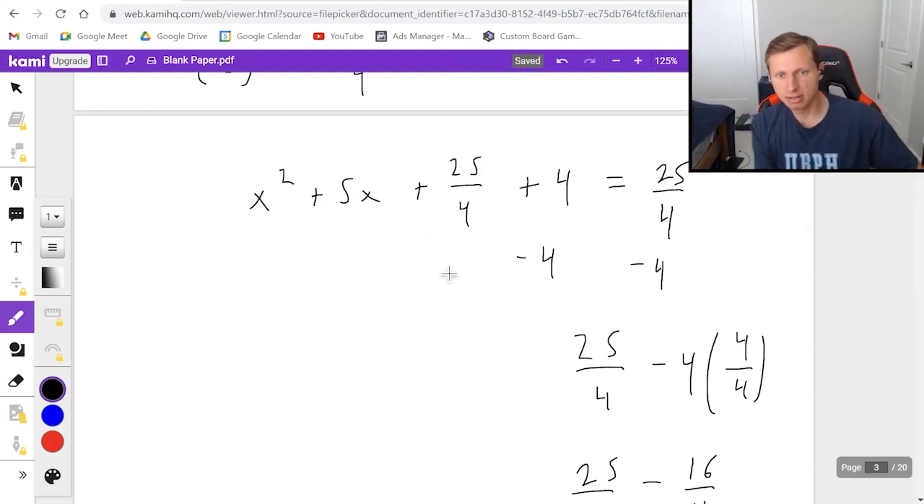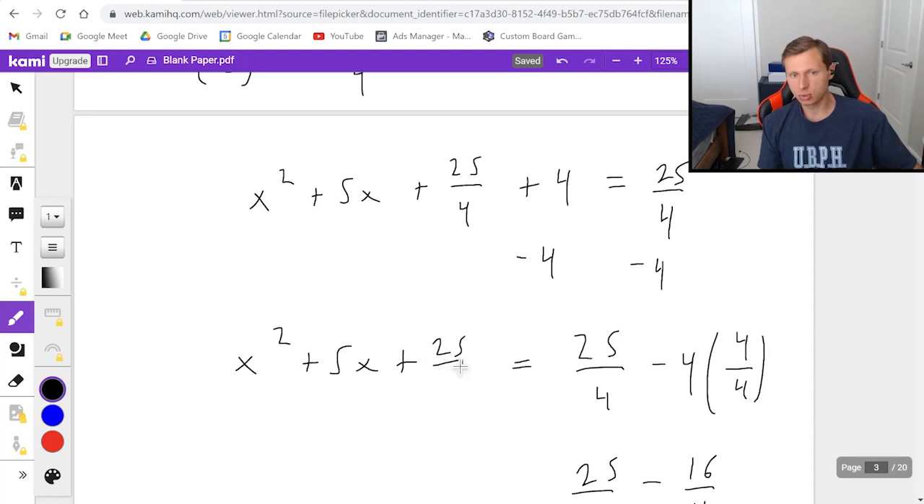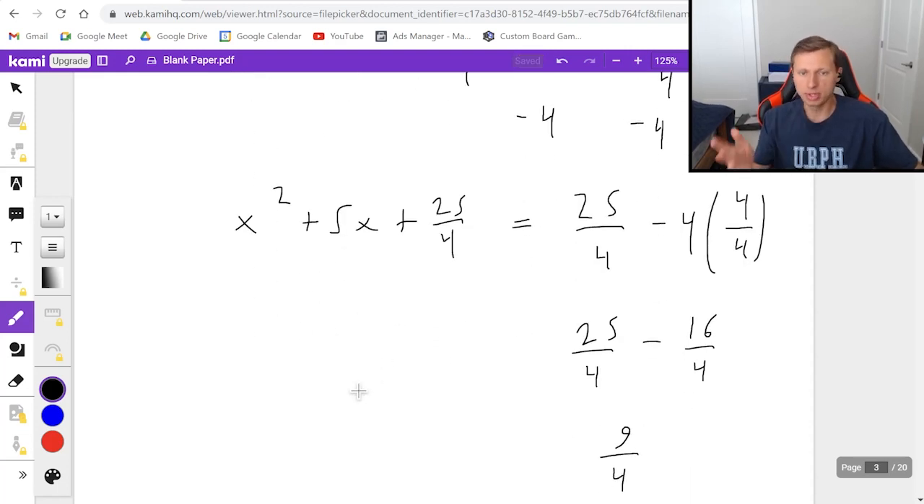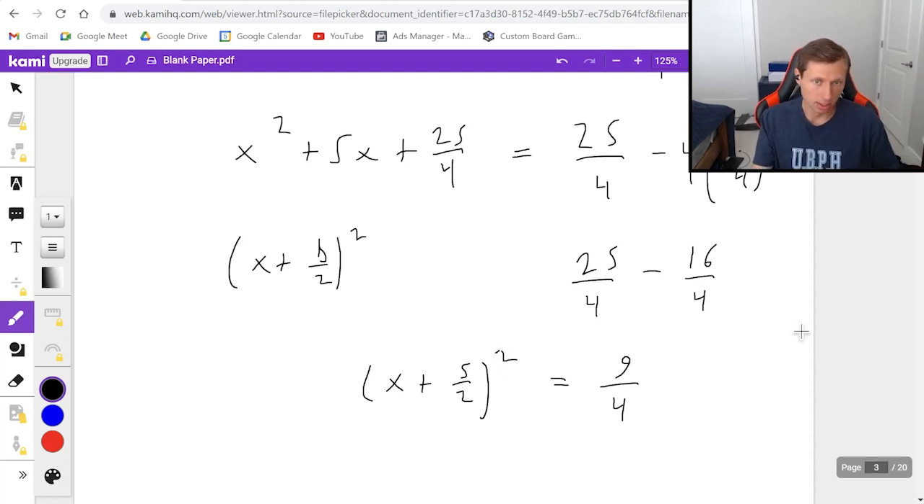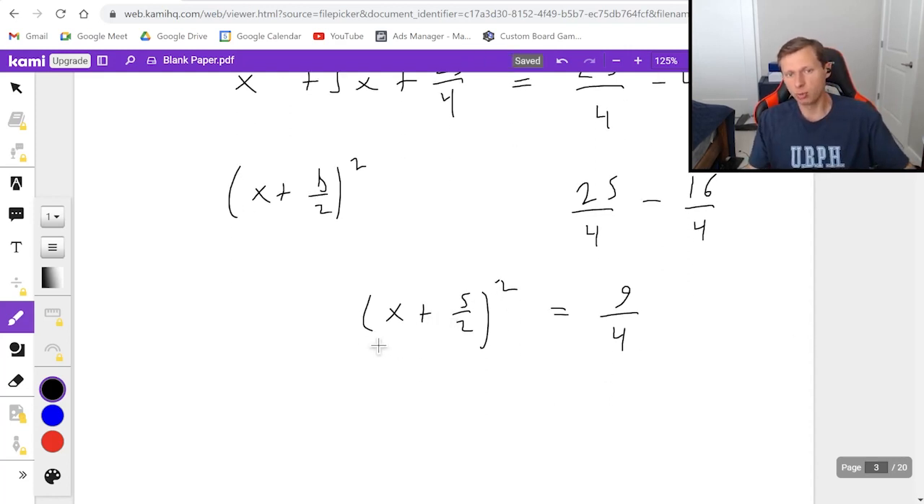On the left side of this equation, I need to factor this part right here, the x squared plus 5x plus 25 over 4. Now remember what we said earlier, it's just going to be x plus b over 2 quantity squared. b is still 5, b over 2 is 5 halves, so it's going to be x plus 5 halves squared. That equals the right side, which is 9 over 4. Looks like we're good so far. And once again, I'm going to take the square root here in order to solve for x. Again, that will be plus or minus.